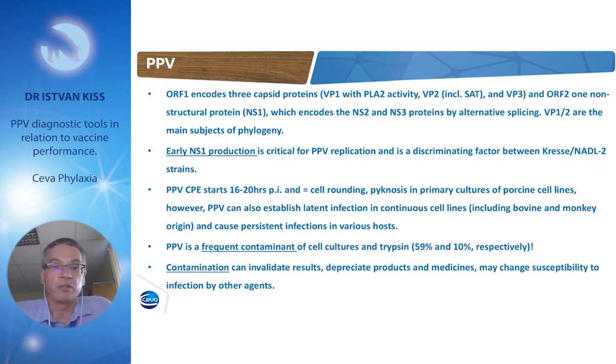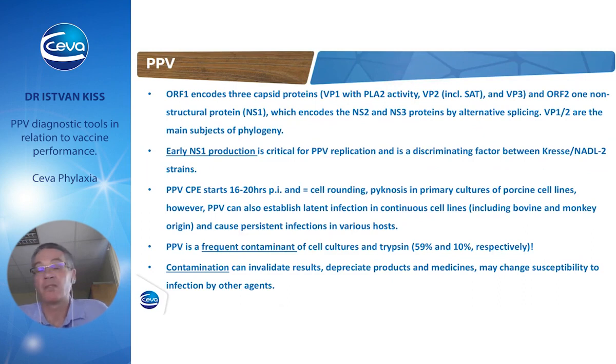NS1 is important for productive replication, and it can be a discriminating factor between two major strains of PPV, like Cressy and NADR2. PPV has an expressed cytopathic effect, and it starts relatively early, 16-20 hours post inoculation or infection, and it can be seen clearly. I will show pictures about it just a bit later.